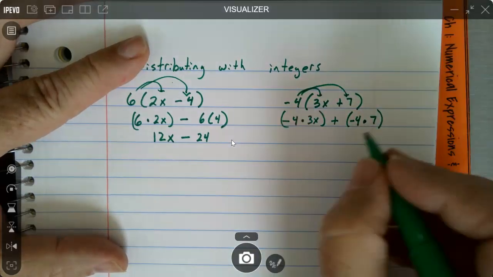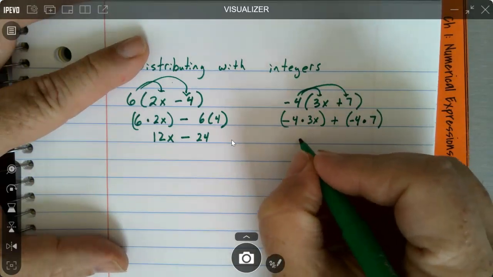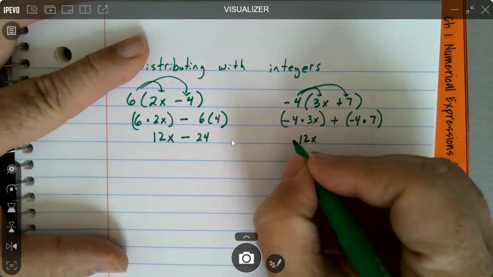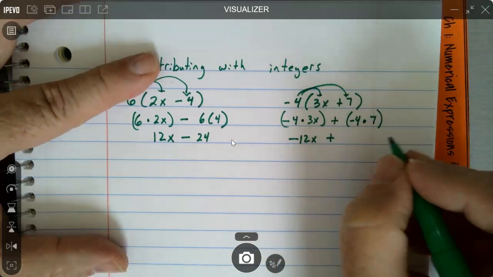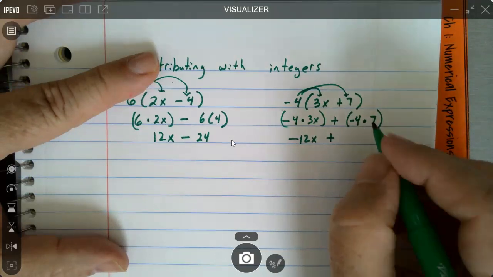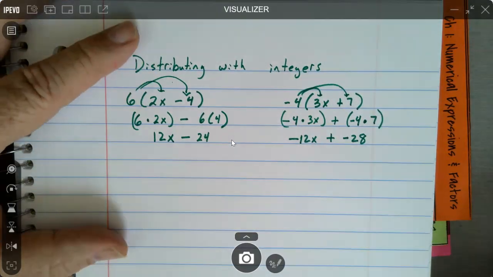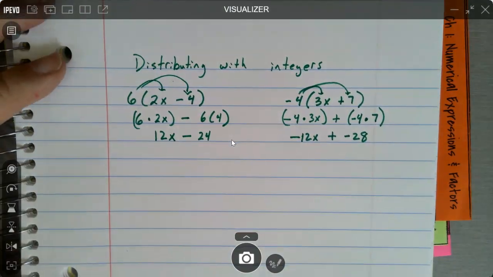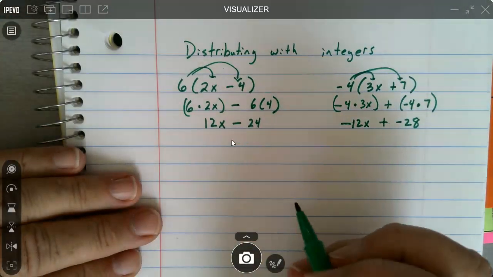We think about our rules for negatives. 1 negative sign, so 4 times 3, 12x. That's a negative. And then plus negative 4 multiplied by 7, again 1 negative, negative 28. Okay, so does it really matter if we put it in the back?